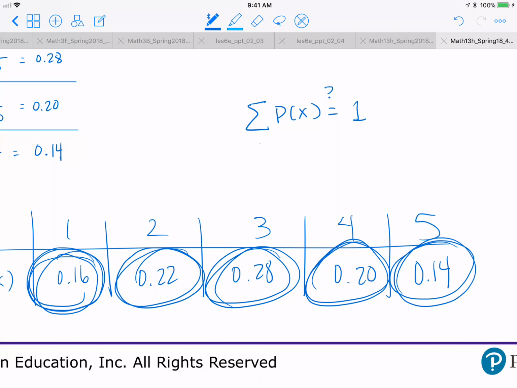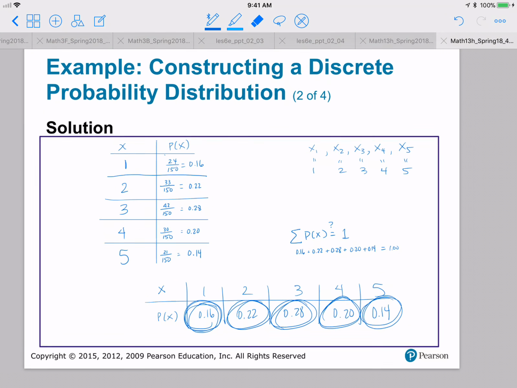So I need to add this up. So 0.16, 0.22 plus 0.28 plus 0.20 plus 0.14 should be equal to, let's see here, what do we get? So it'll be 38 plus 28 plus 34, and that's 1.00. All right, so this is indeed a probability distribution.